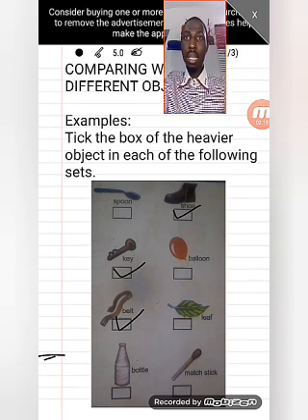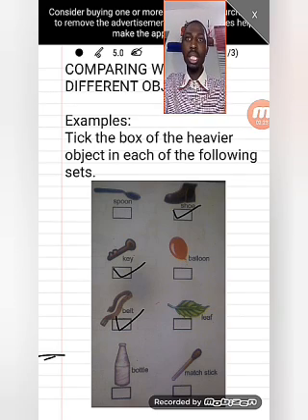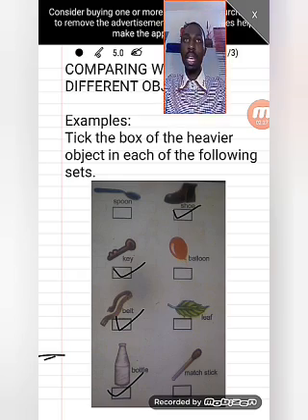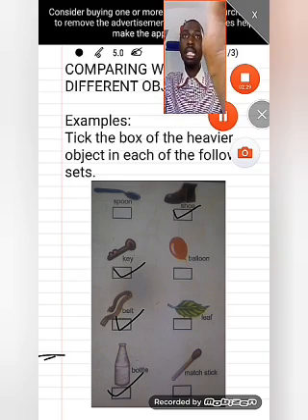Then let's look at the bottle and the matchstick. Which is heavier? Clearly the bottle is heavier. So let's look at another example here.